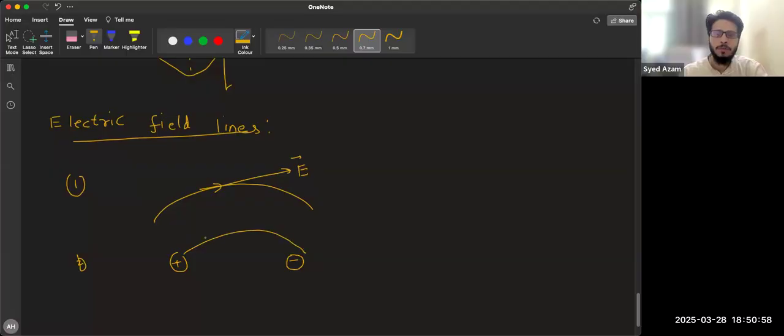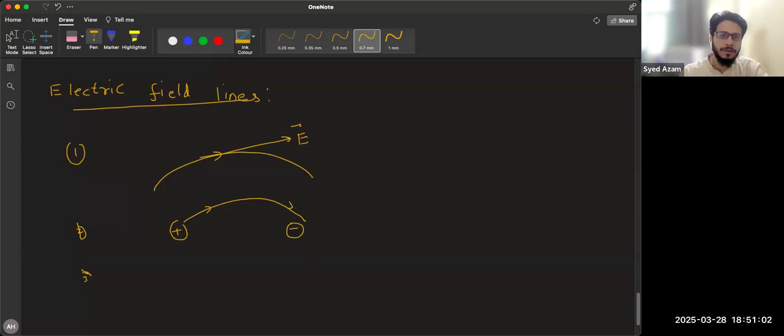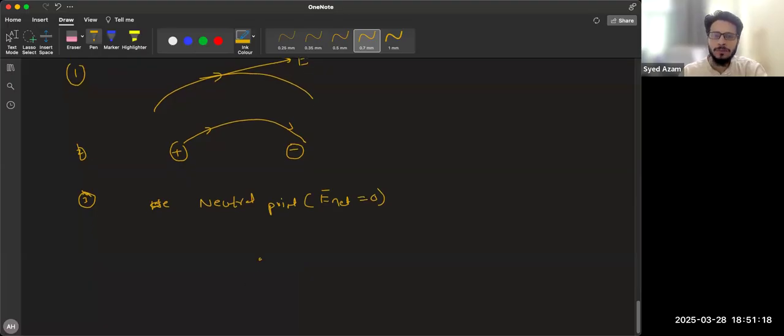The next important property is that of a neutral point. So what is neutral point? Neutral point is the point at which net field is zero. So point at which net electric field is zero is neutral point. So at neutral point, what happens? Near the neutral points, field lines are parallel. Field lines can never cross the neutral point.